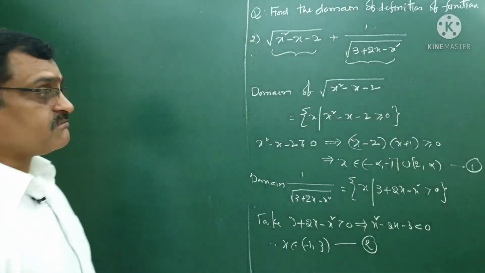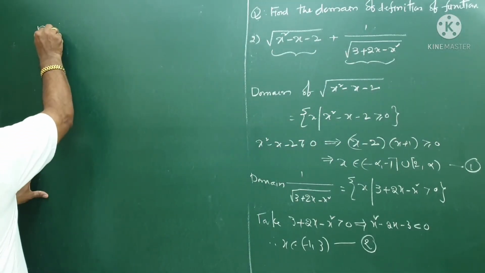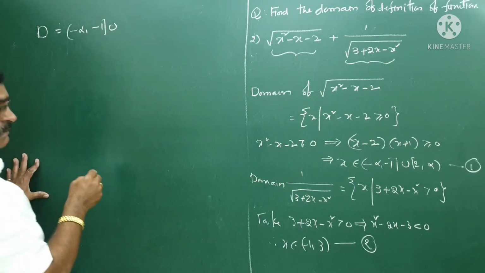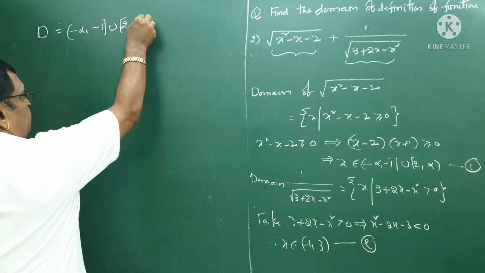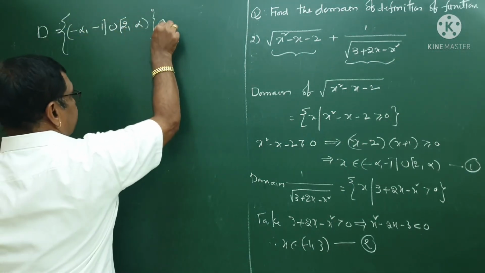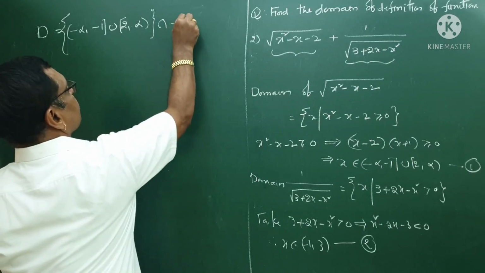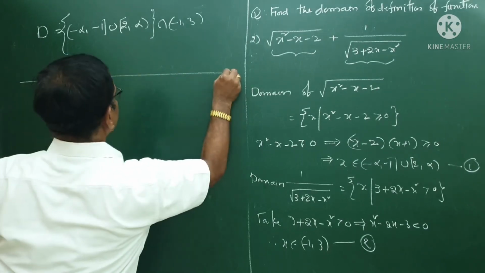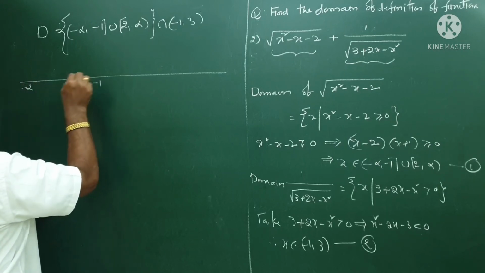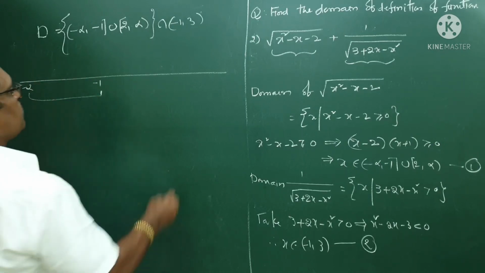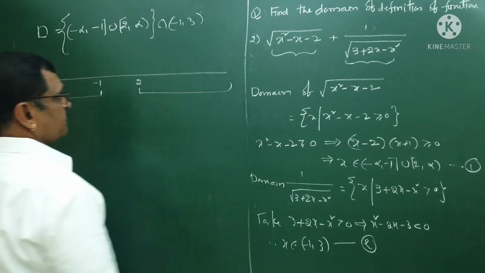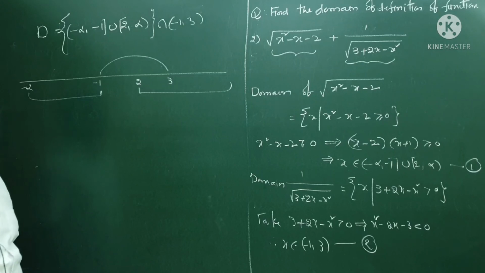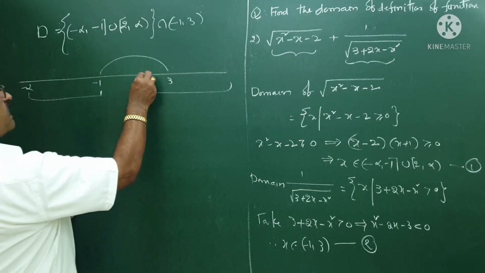You have to take the intersection of 1 and 2. Therefore, the domain is equal to the first one, minus infinity to minus 1 union 2 to infinity, this is number 1, intersection minus 1 to 3. Now, we are going to take the intersection. Again, I will take the help of the real line. Minus infinity to minus 1 somewhere here, and 2 to infinity somewhere here. Next one, minus infinity to 3. Now, the common part of these two intervals, if you observe carefully, is this part.